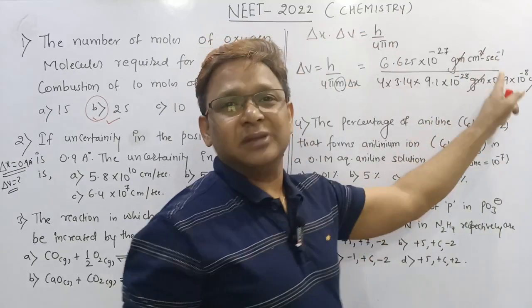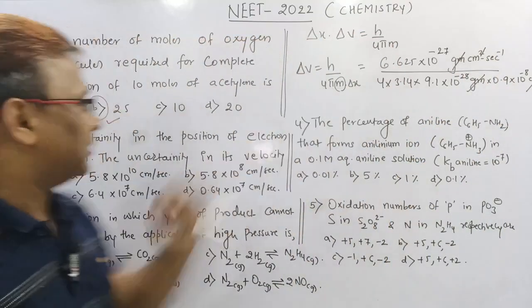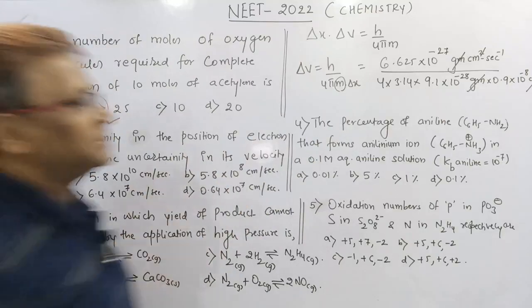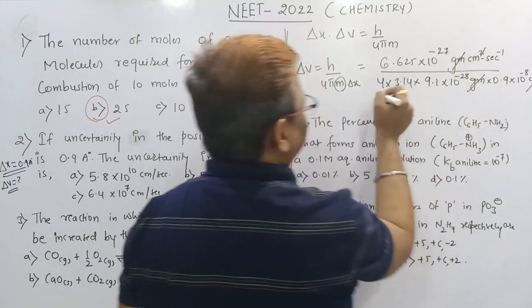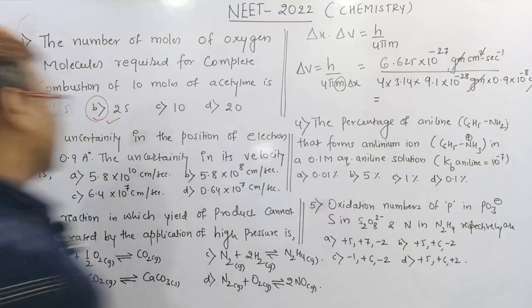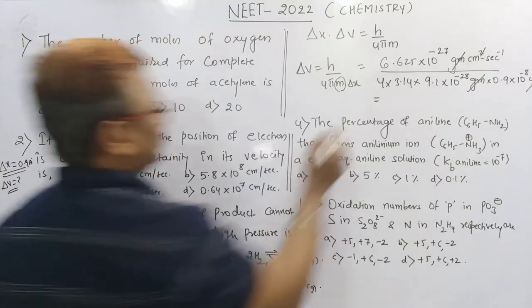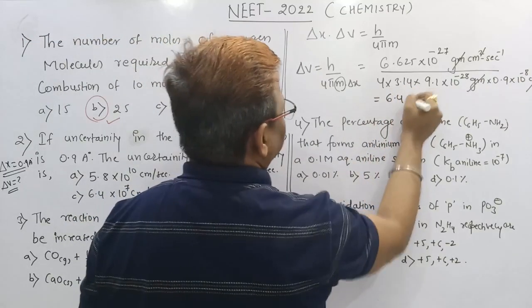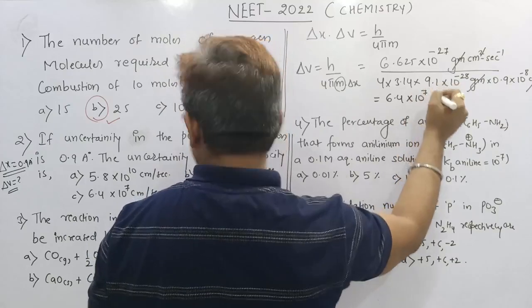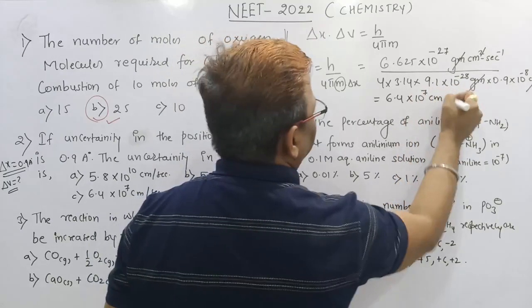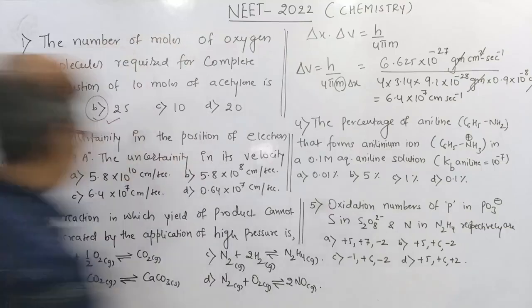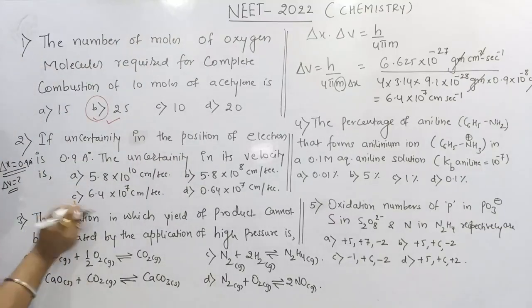What is left with you? Centimeter per second, centimeter per second. See beta, centimeter per second. By solving all these values, we are getting the answer here as 6.4 into 10 to the power of 7 centimeter per second. So we can say for this one, option C will be correct.